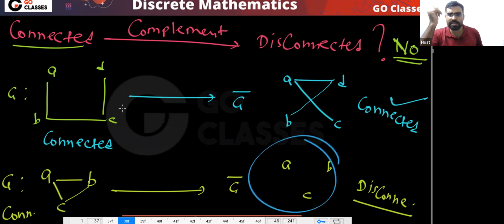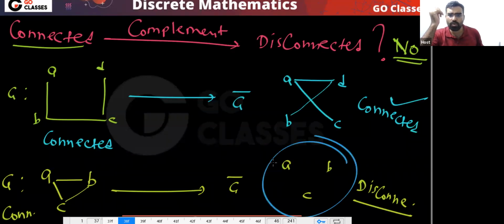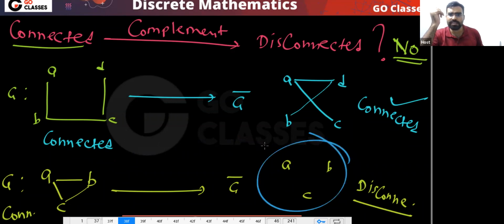See, this is a disconnected graph. So its complement will be this. So for a disconnected graph, the complement can be connected. Yes or no? For a disconnected graph, the complement will be this. For a disconnected graph, the complement can be connected.